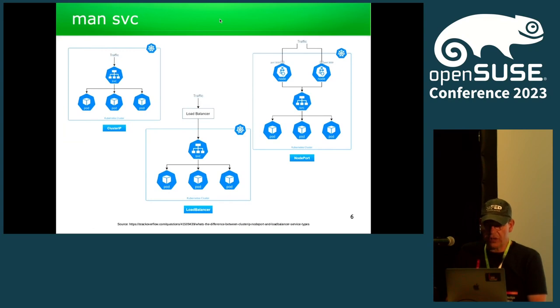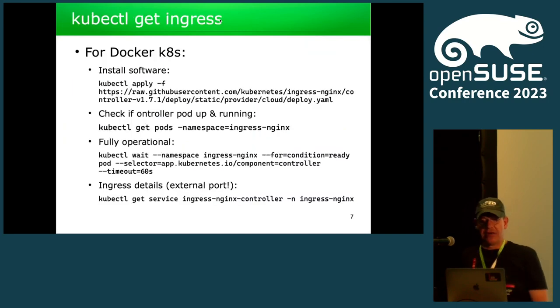Who doesn't know what a cluster IP, a node port, and a load balancer is with regards to services? Because if everybody knows how to access services or ports in a cluster, I can keep that fairly short. So is there anybody who doesn't know what a node port, especially a node port and ingress, or a load balancer is? Okay, cool.